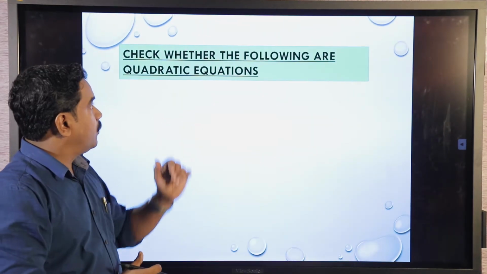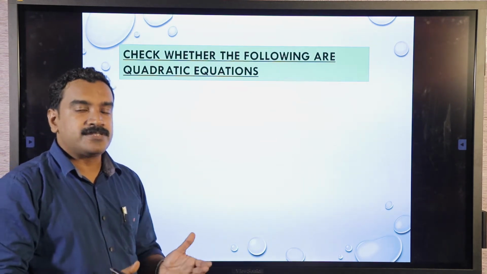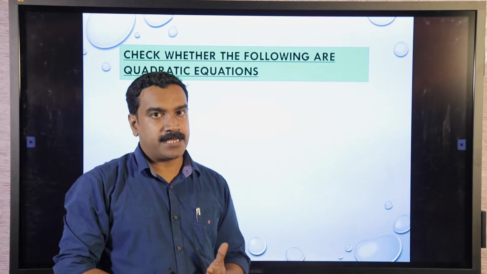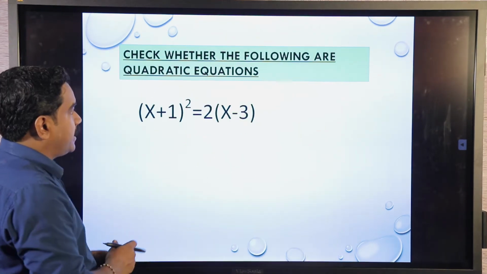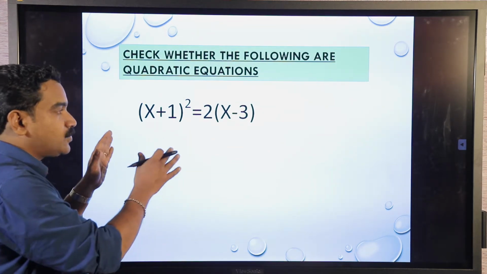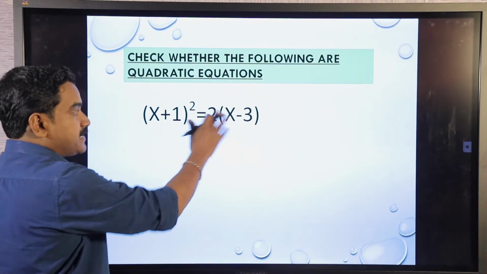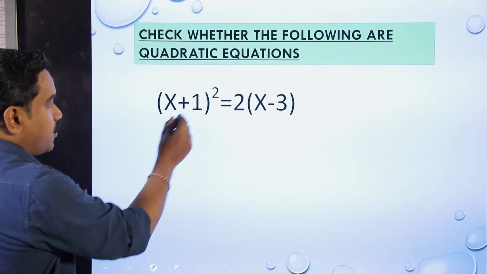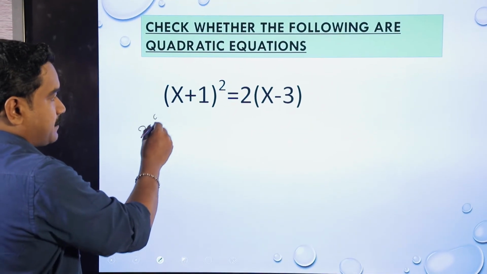Okay. Check whether the following are quadratic equations. So what is a quadratic equation? A quadratic equation must be in the form ax square plus bx plus c equal to 0. Take x plus 1 whole square equal to 2 into x minus 3. Actually there are two sides for this question, one is the right hand side and another is the left hand side. Left side is x plus 1 whole square. So expand this. What is x plus 1 whole square?